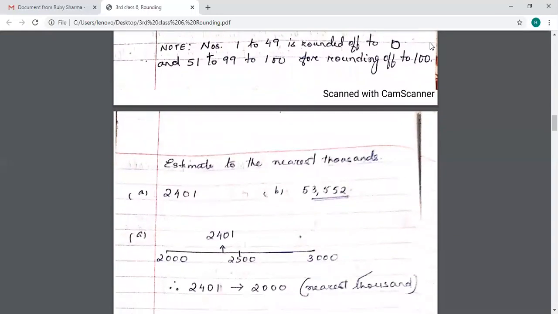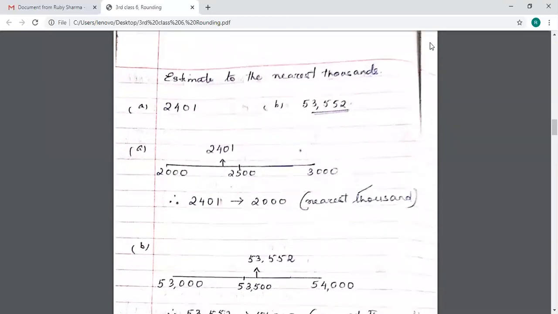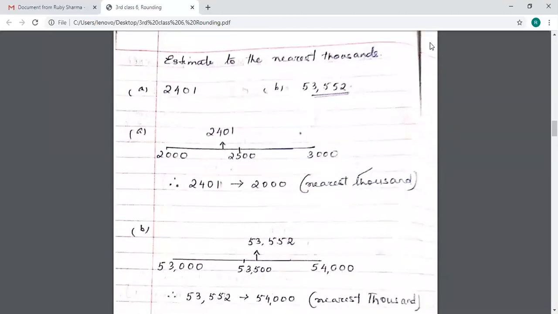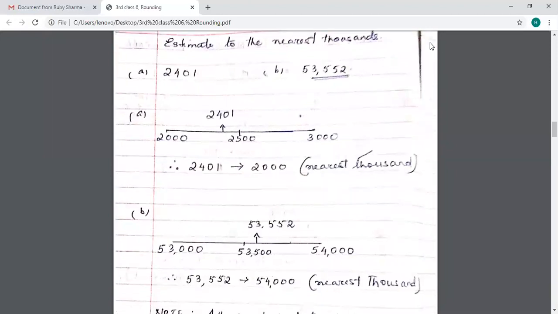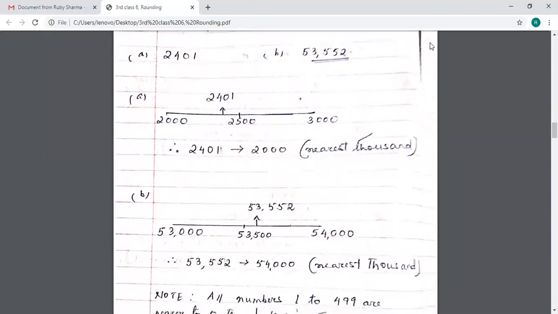Similarly, we can estimate to the nearest thousands. So 2401 is in between 2000 and 3000. So we find the midpoint and we see that 2401 is closer to 2000. So accordingly, it is rounded off to 2000.